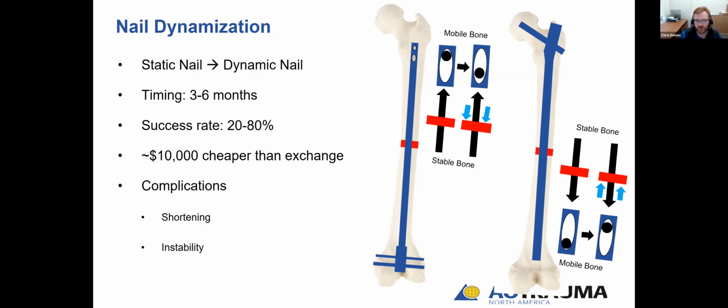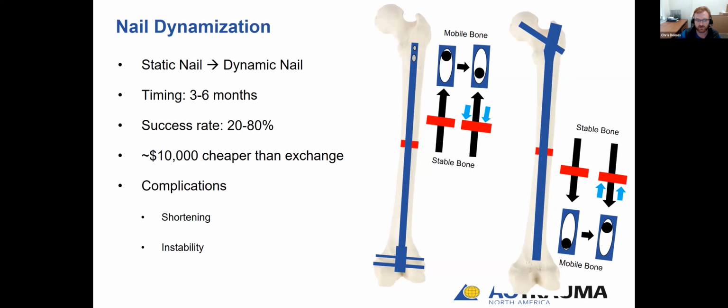Generally it needs to be done at a more early stage when you're thinking about these non-unions. There have been papers that say it can be successful past 6 months, but generally dynamization needs to be done earlier. The success rate, as you can see here in the papers that I reviewed, was anywhere from 20 to 80%. So it's not 100%. It does work, but not all the time. It is cheaper. It can even be done on an outpatient basis.